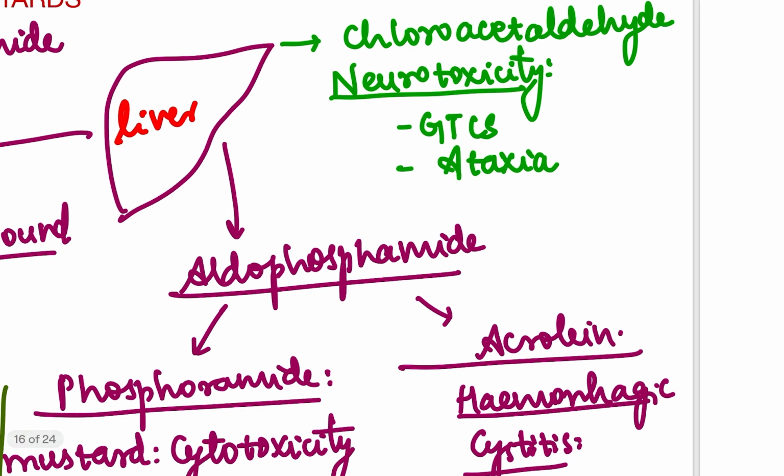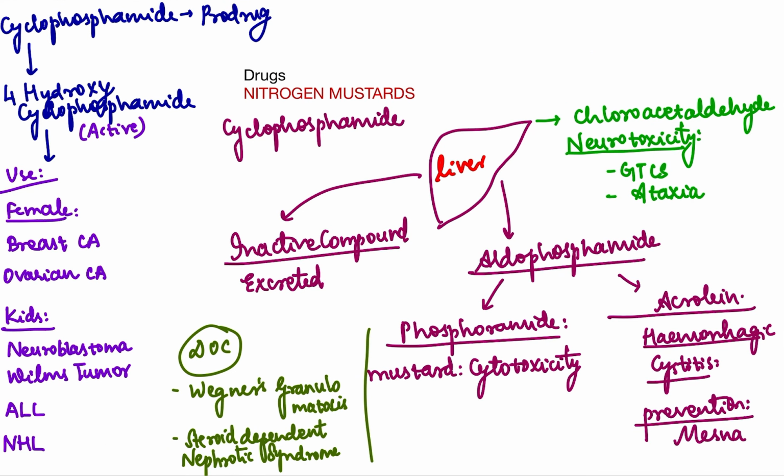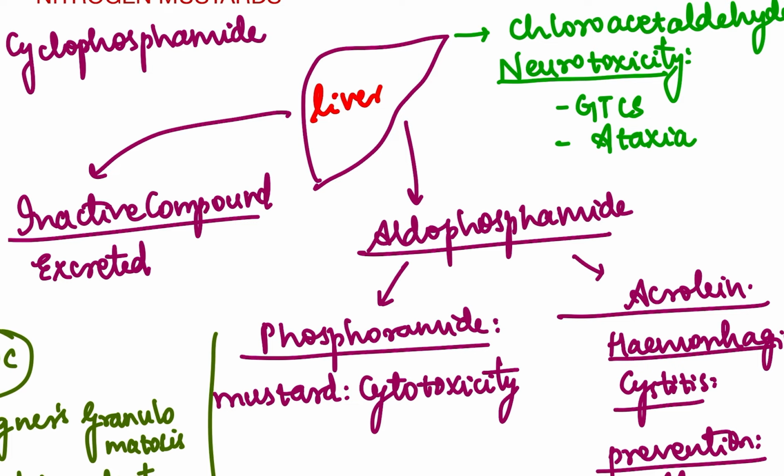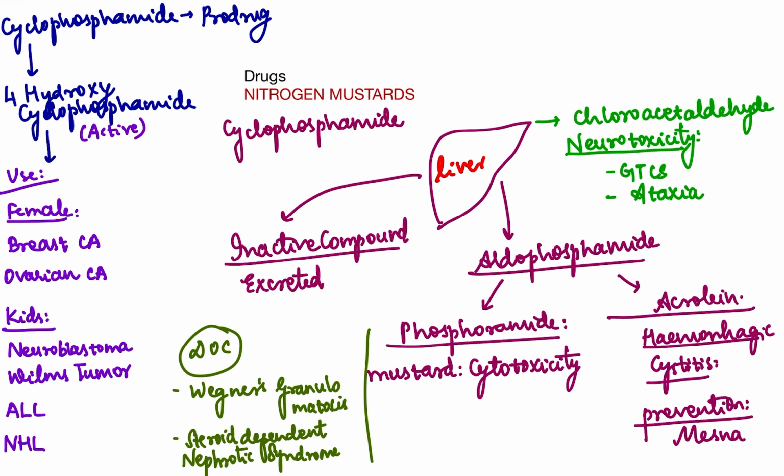It gets metabolized in the liver, and what happens is it gets converted into chloroacetaldehyde, which is neurotoxic and causes GTCS, generalized tonic-clonic seizures, and ataxia. It also gets converted into inactive compounds in the liver and is excreted, but some of it is converted into chloroacetaldehyde, which is neurotoxic. And aldophosphamide is also toxic. Aldophosphamide may get converted into acrolein, which causes hemorrhagic cystitis, and to prevent that, we give mesna. And phosphoramide mustard is also a cytotoxic metabolite of cyclophosphamide.